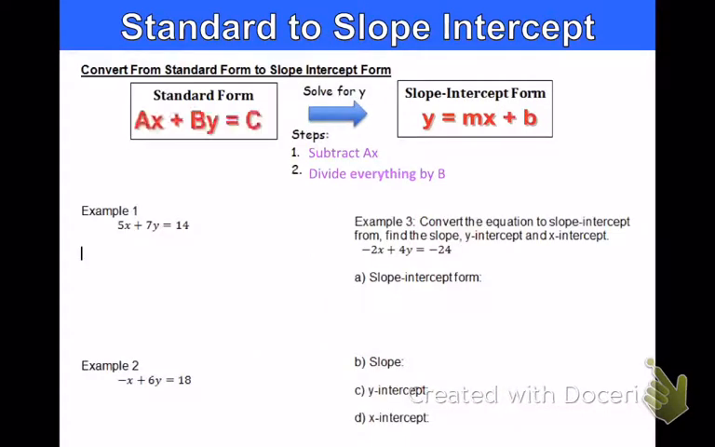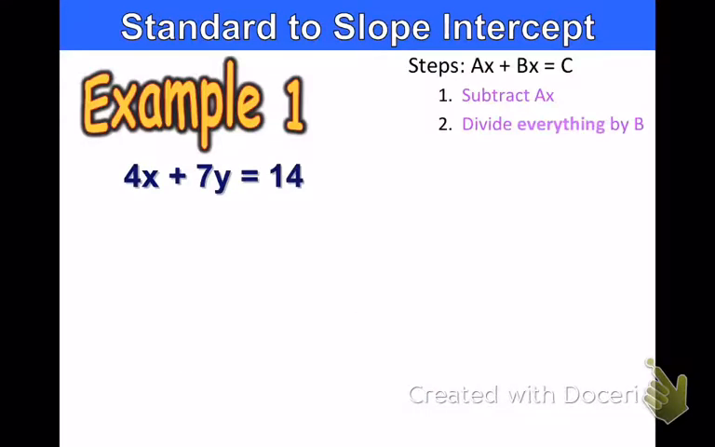Here's example number 1. 5x plus 7y equal to 14. We're going to go ahead and solve that. Remember our 2 steps. Subtract ax and then divide everything by b. So I have my 5x. It's positive. I'm going to do the opposite, and the opposite is to subtract. Notice that I put my minus 5x on the right side away from the 14 and not under the 14.